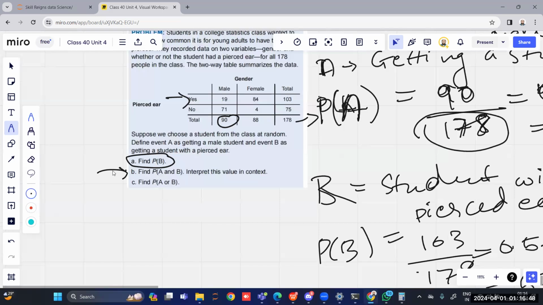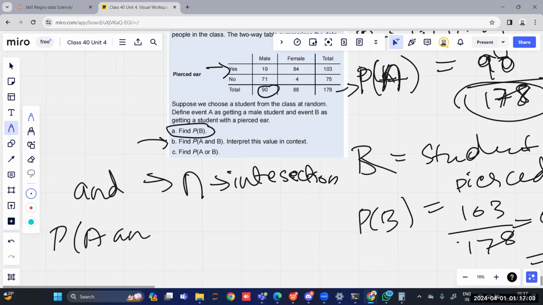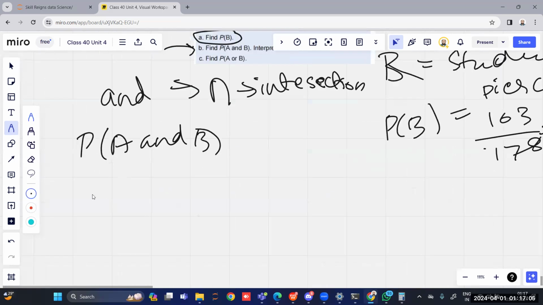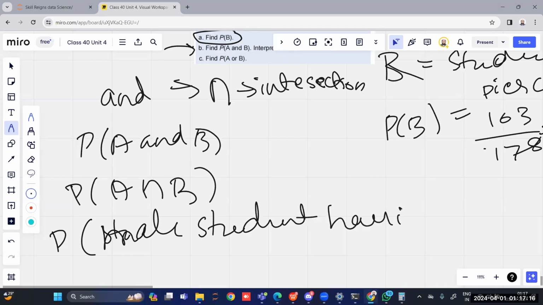This is very interesting. Probability of A and B. What have I told you? What does and mean? And means intersection. So I need to find the probability of A intersection B. In words, I write probability of a male student having a pierced ear.